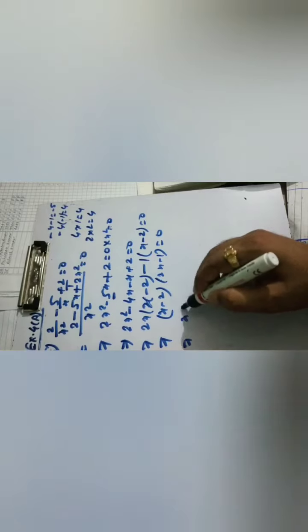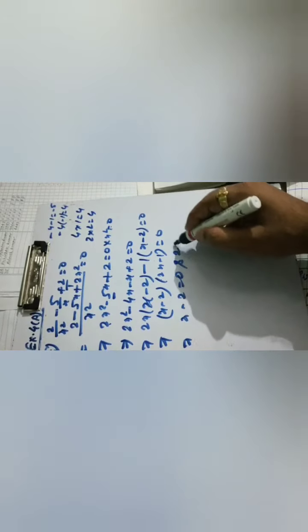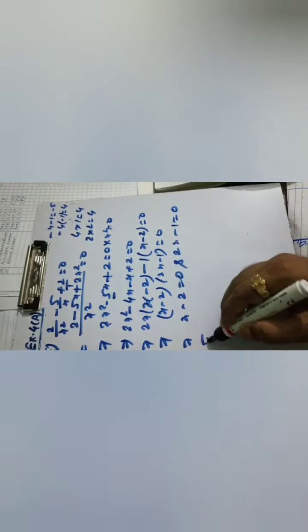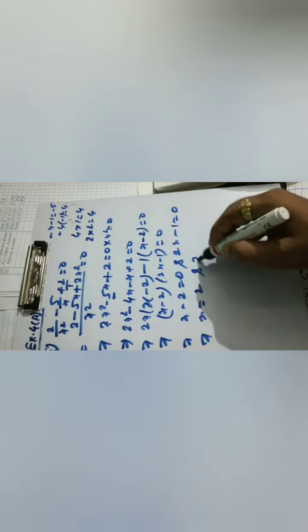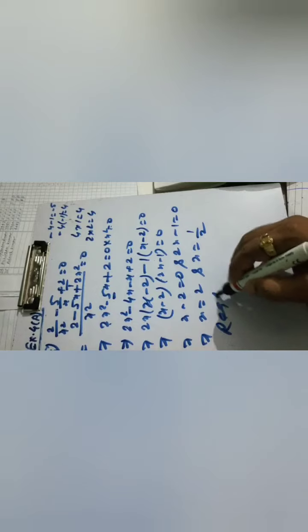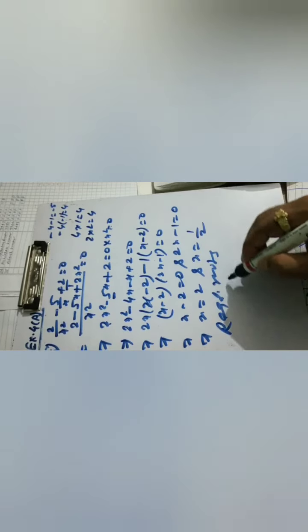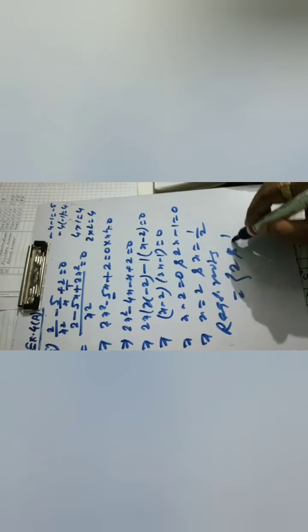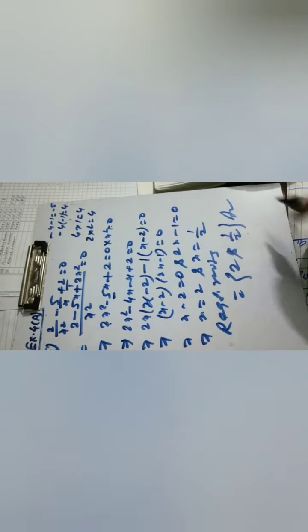Then x minus 2 and 2x minus 1 is equal to 0. This implies that x minus 2 is equal to 0 and 2x minus 1 is equal to 0. This implies that x is equal to 2 and x is equal to 1 by 2. The required roots will be 2 and 1 by 2. This is your answer. Now let us see, the pattern of questions is going to change from question number 40.